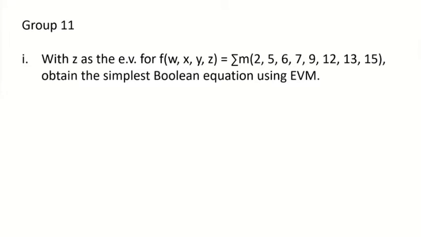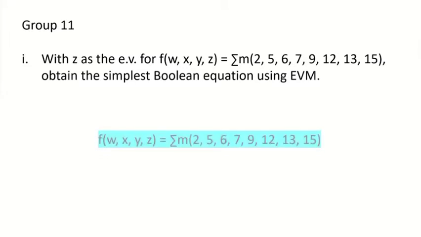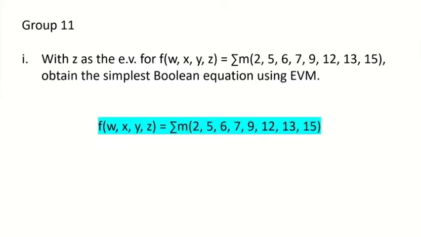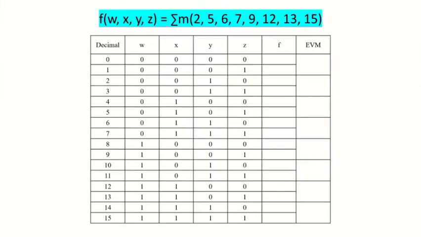Alright, for question 1, we can highlight this important equation as shown below. With this highlighted equation, we can move forward with the truth table analysis. Basically, for all these numbers here, we will have to put 1. So at 2, 5, 6, 7, 9, 12, 13, and lastly at 15, we will have 1. And the rest, we just put 0.